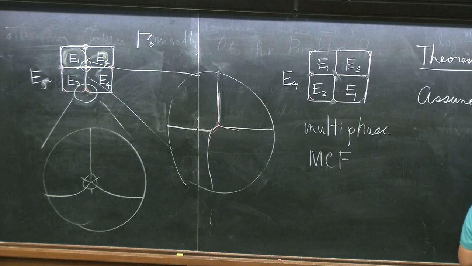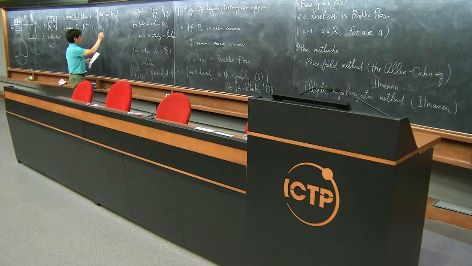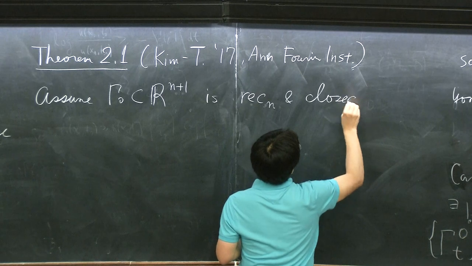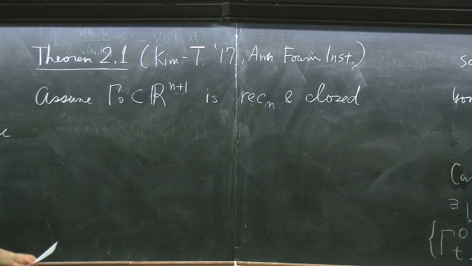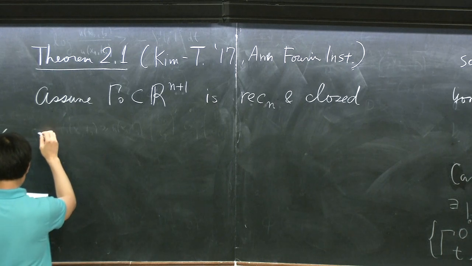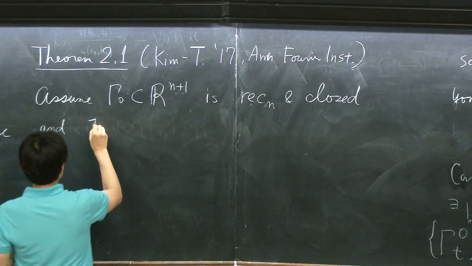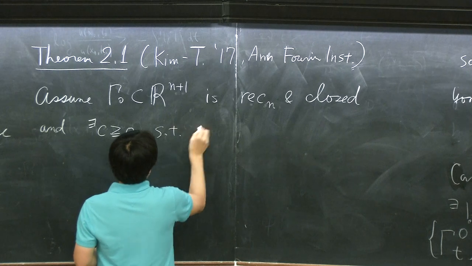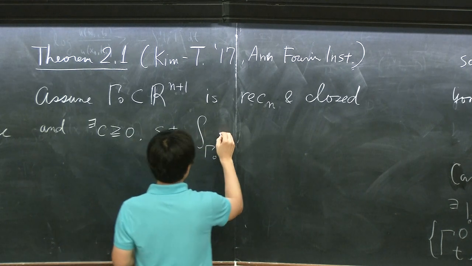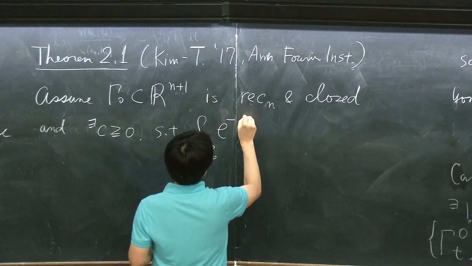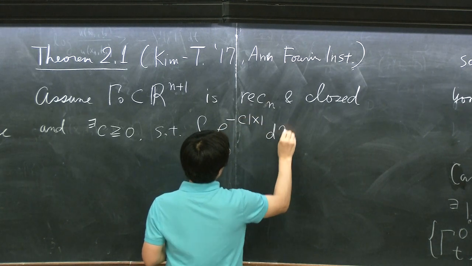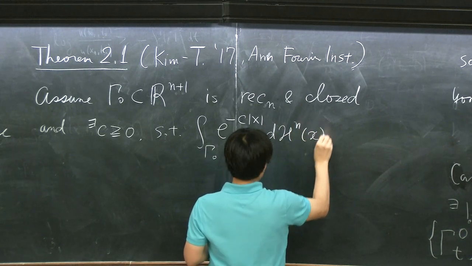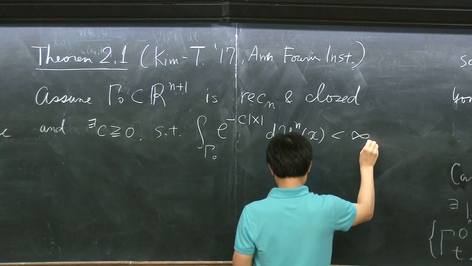So I use n plus one as an ambient space. Gamma zero is a rectifiable, countably n-rectifiable set that I defined yesterday. And also closed. Closed here means it's topologically closed, not in the sense of compact with no boundary, but really a topologically closed set. And also, I'm assuming that there exists some constant C zero such that this initial set does not grow too fast. It can grow at most exponentially, okay? This is finite, okay?